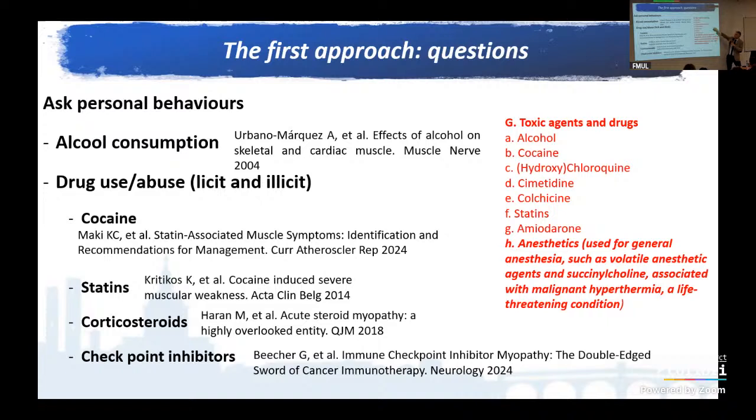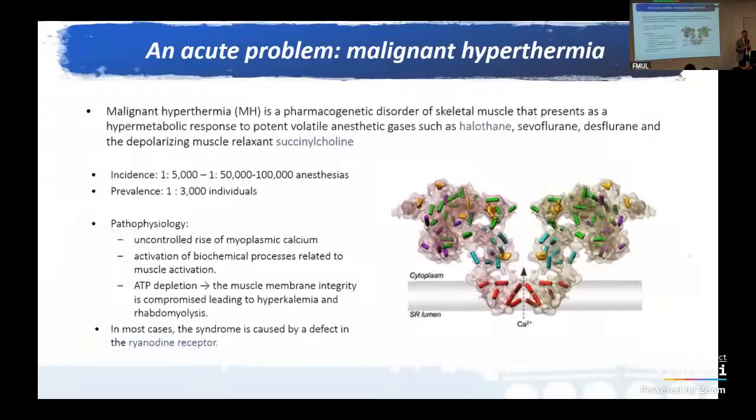But please see this last point: anesthetics used for general anesthesia, in particular halothane. This is a problem because some people are at increased risk of malignant hyperthermia. That is a very, very dangerous condition that has some genetic basis that may hit people after the use of anesthetic gases such as halothane. The problem is important. It's a rare condition, but it's very well known by our intensive care unit specialists.